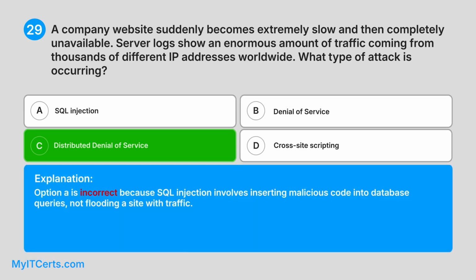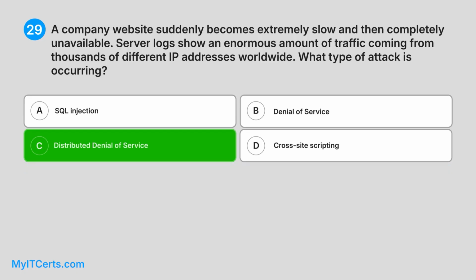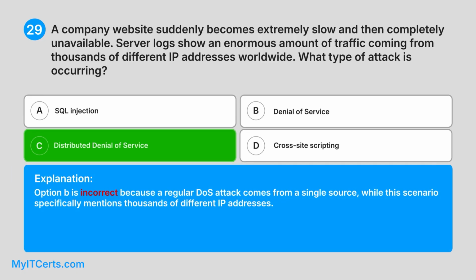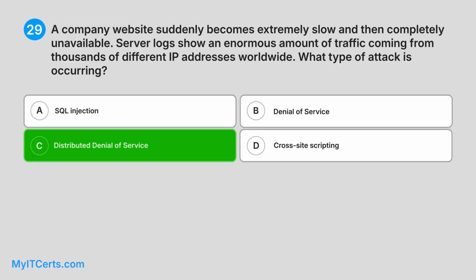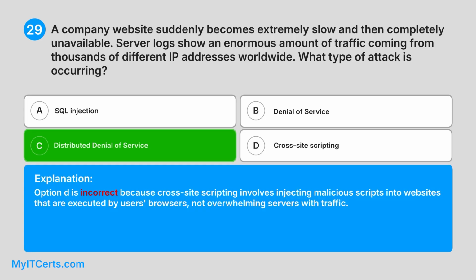Option A, SQL injection, is incorrect because SQL injection involves inserting malicious code into database queries, not flooding a site with traffic. Option B, denial of service, is incorrect because a regular DoS attack comes from a single source, while this scenario specifically mentions thousands of different IP addresses. Option D, cross-site scripting, is incorrect because cross-site scripting involves injecting malicious scripts into websites that are executed by users' browsers, not overwhelming servers with traffic.